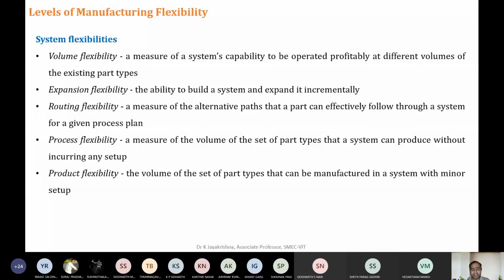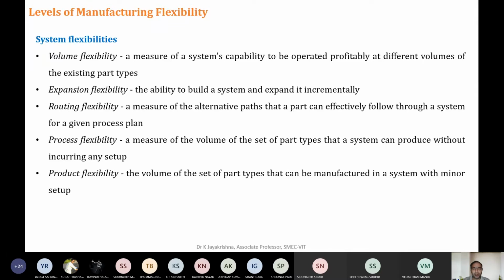Then expansion flexibility. Now your system is like this. In future, if you want to expand the system, or expand your company, or expand your production activity, when your customer base expands, you need to expand the deliverability. So whether your company has that expansion flexibility is very important. Then routing flexibility, alternate path. A company has several assembly lines, and you should be able to adjust between these assembly lines, like how many products I can produce using the same assembly line.